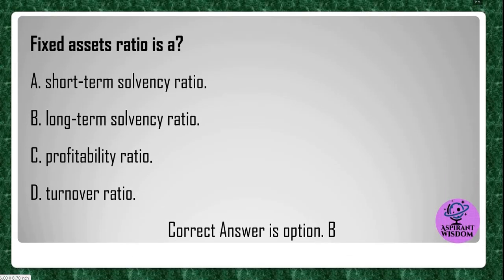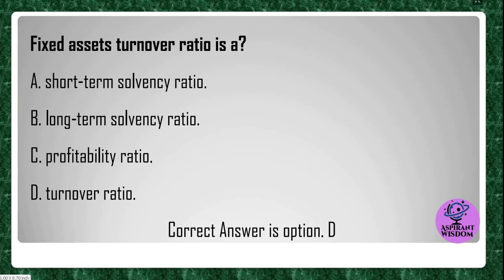Fixed assets ratio is: A. Short-term solvency ratio, B. Long-term solvency ratio, C. Profitability ratio, D. Turnover ratio. Correct answer is option B.